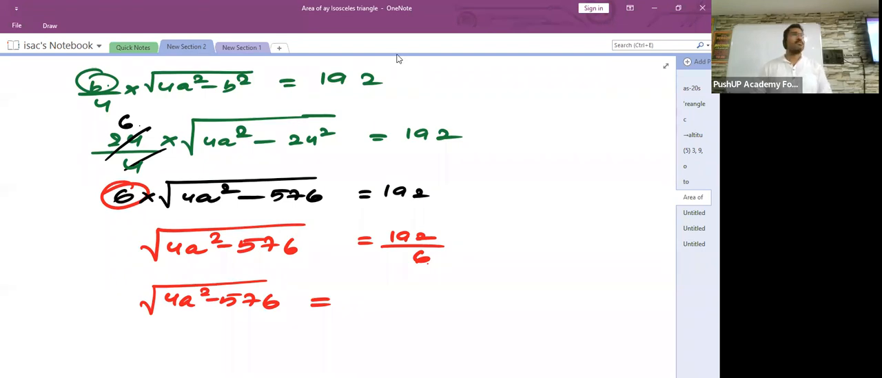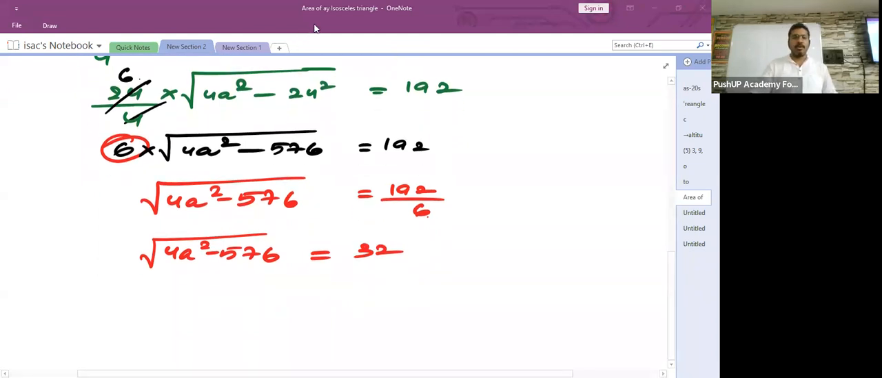Okay. How much is 192 by 6? 32. Isn't it? 32. Very good. Laura, why so much time you need? Very good, Pooja. Now, square root of 4a square minus 576 is equal to what?